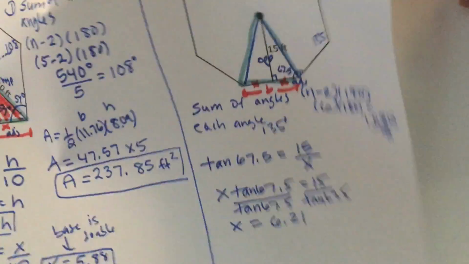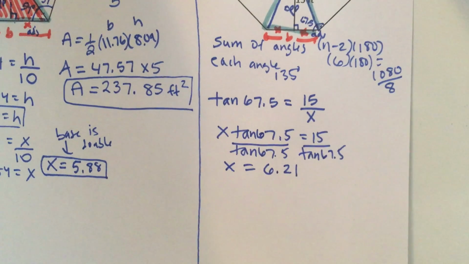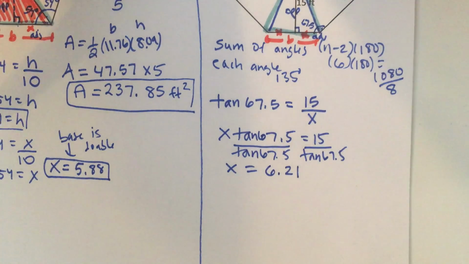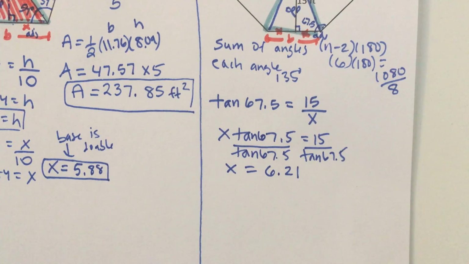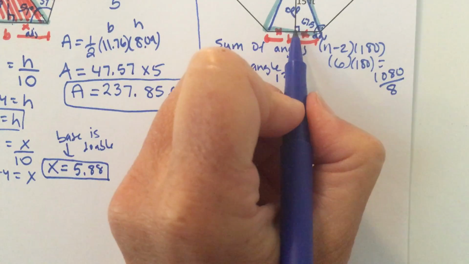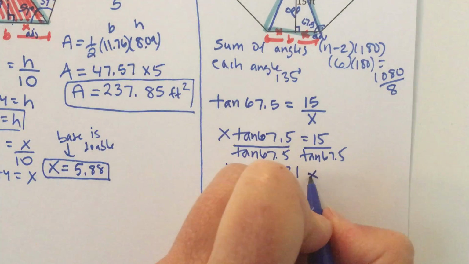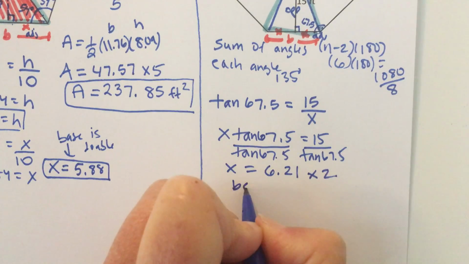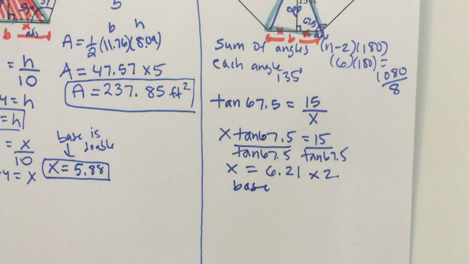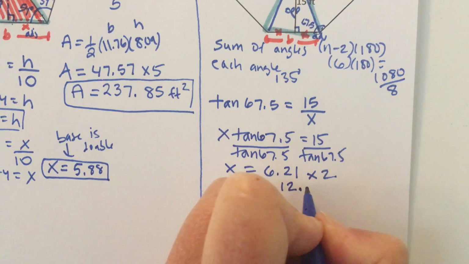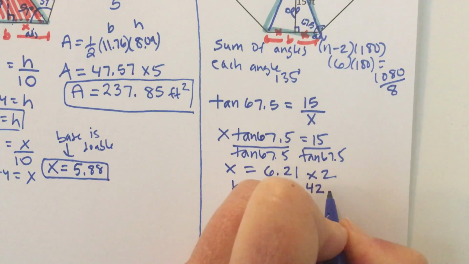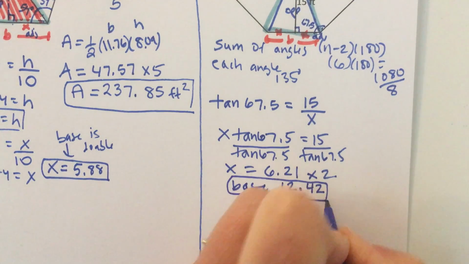Sorry, group. Okay, all right, but remember, okay, the 6.21 is not the entire base is just, this part is just x, so we have to multiply that by 2 to find the base. So the base is 12.43. 12.42 would be better. Okay, all right, so now we know the base, okay?